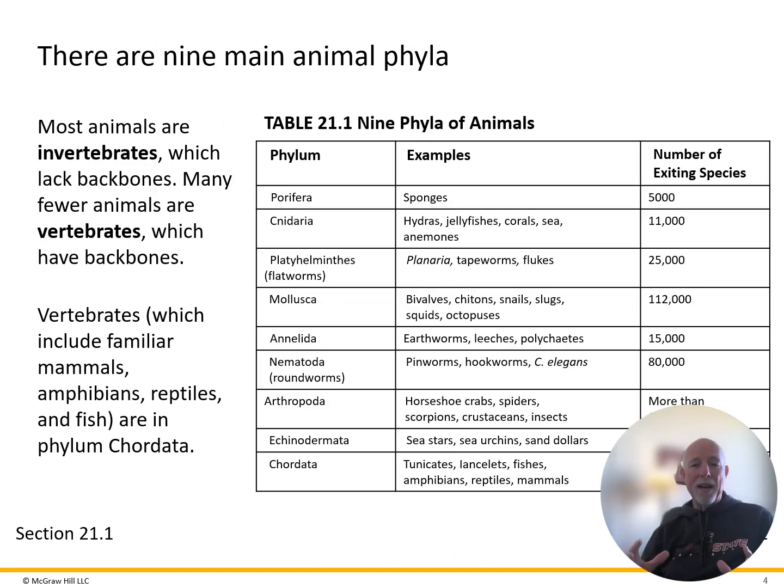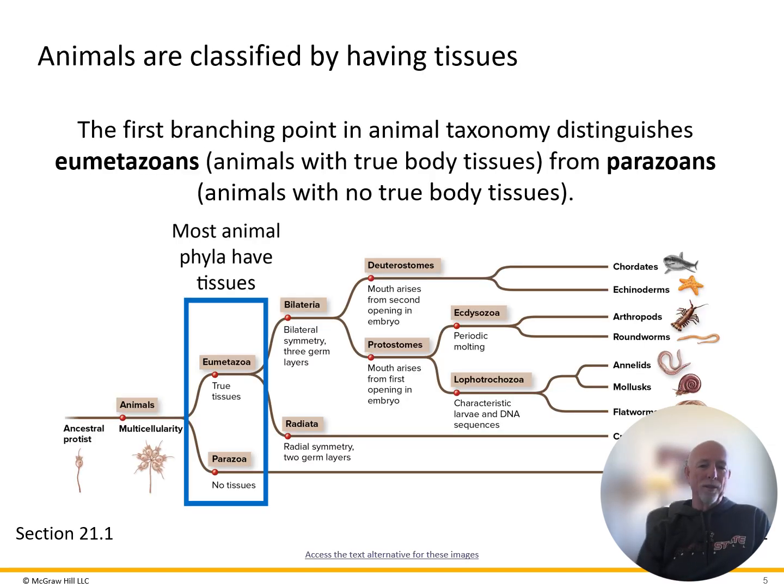We classify all animals into 9 major groups. Remember, this is the domain Eukarya. The kingdom is Animalia. And then the phyla, or phylums, are these right here, starting with the most primitive at the top, the sponges, the cnidarians, working our way down to the chordates or the vertebrates. Here's how we classify animals. Here's how we break them into groups.